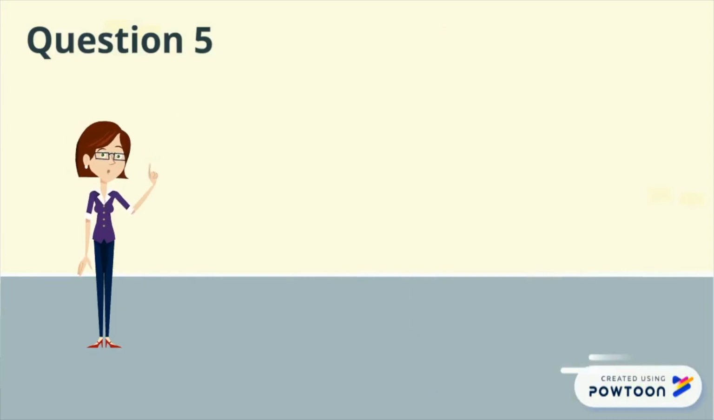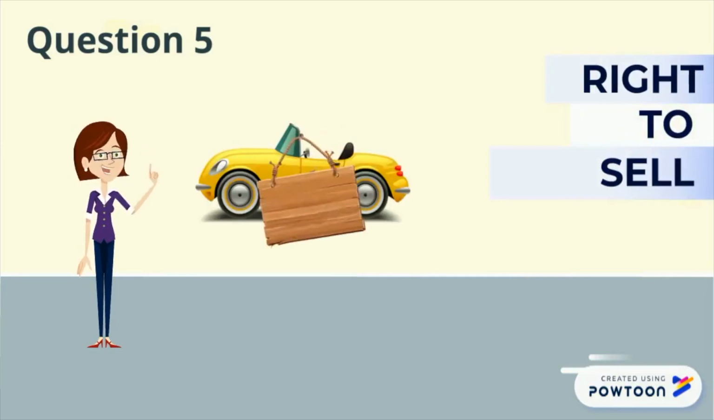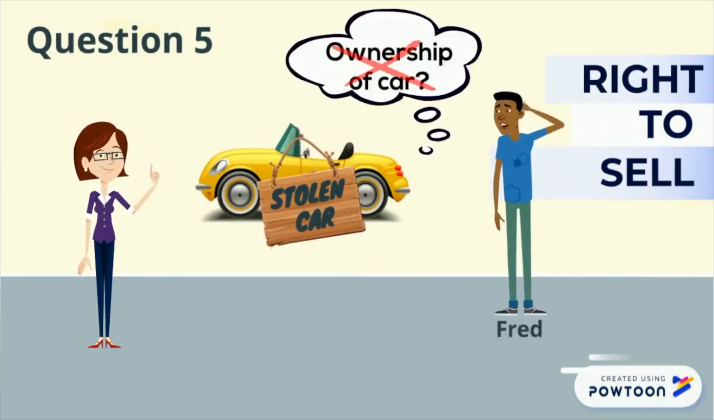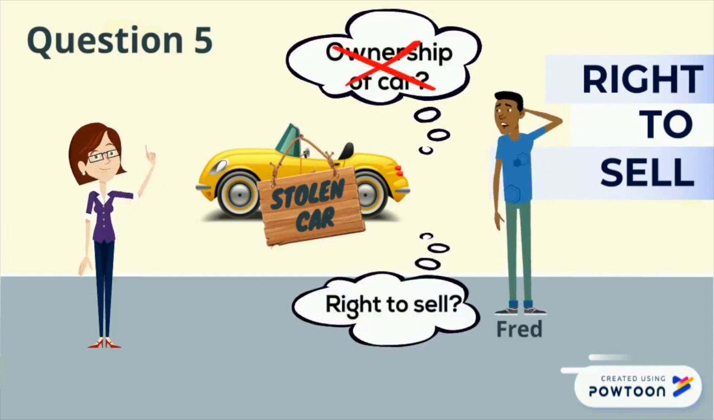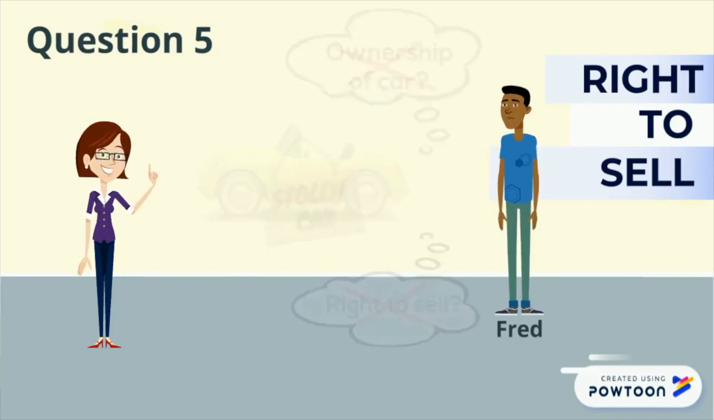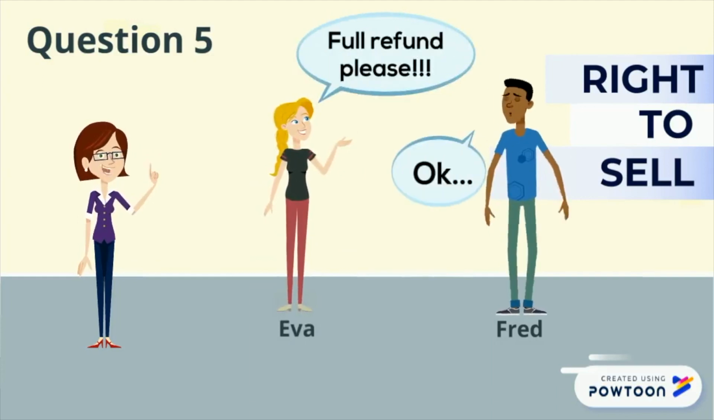Aha! The relevant rule in this case is right to sell, since the car was actually a stolen car, which means that the ownership of the car remained with the real owner instead of Fred. As a result, Fred was not given the right to sell the car and has violated the SOGO. Eva can then use the rule of right to sell to claim for the full refund from Fred.